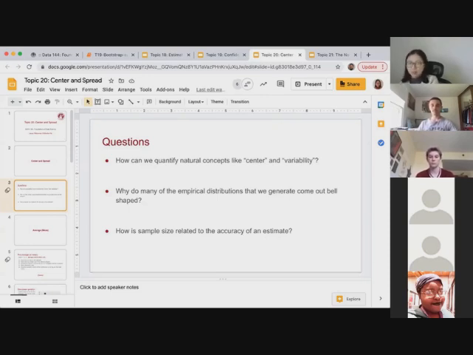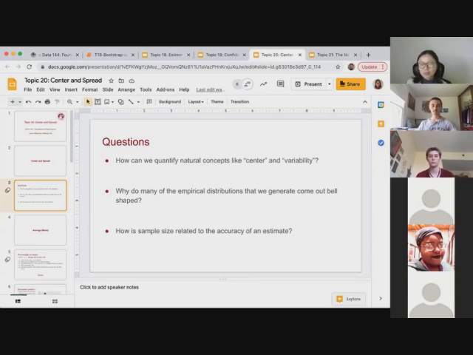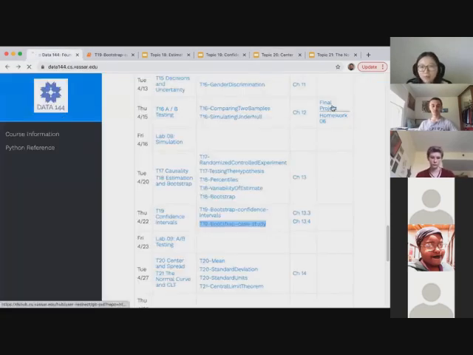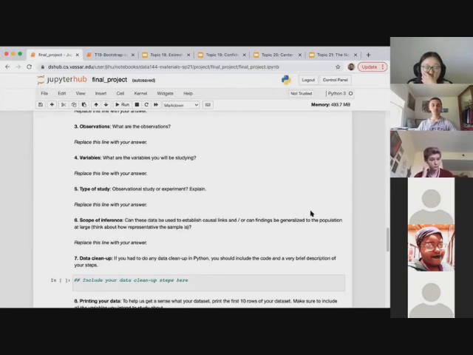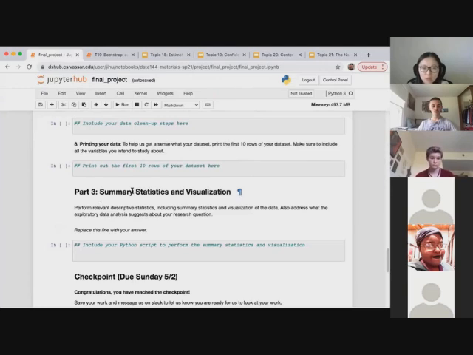This will be related to your hypothesis or research question for your final project. You might also start to think about what will be a good statistic that I should be looking at. Let me bring that up one more time. This is the final project, and by the end of this week, you need to go up to part 3, summary statistics and visualization.